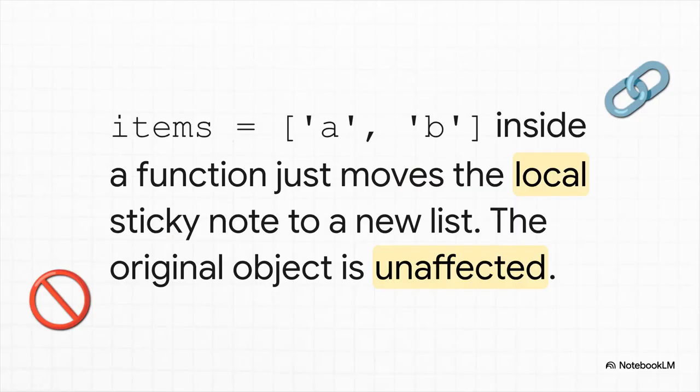But here is the classic gotcha that catches everybody. Look at this code. Inside the function, we use the equal sign. Items equals A, B, C. This does not change the original list. What it does, in our analogy, is rip the local item sticky note off the original object and slap it onto a brand new list. The original MyList sticky note is totally unaffected. It stays right where it was.